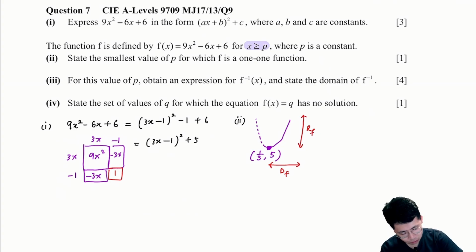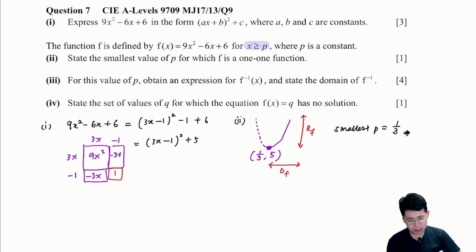Alright, so for part 2, let us state the smallest value of p. The smallest p would be the smallest x value, which is equal to 1/3. For this particular value of p, obtain an expression for f inverse of x and state the domain of f inverse. So how do we get the f inverse?